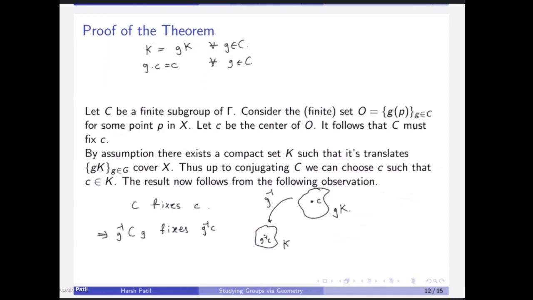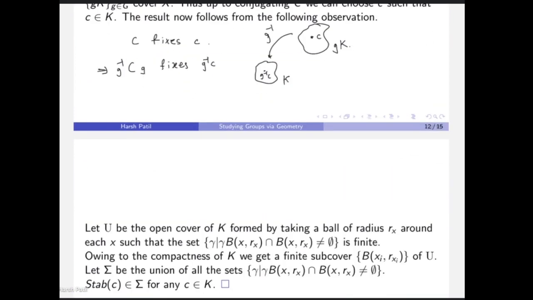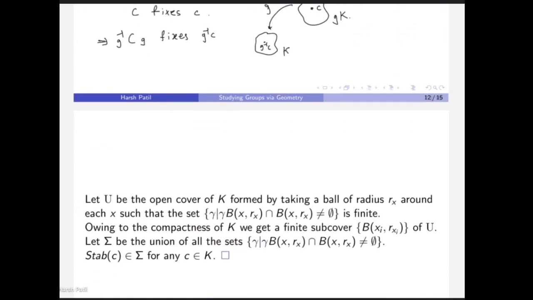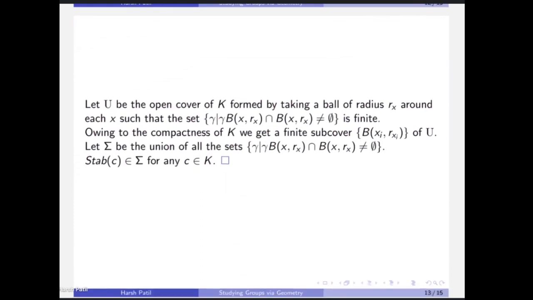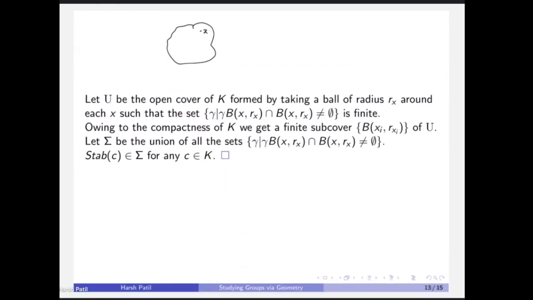Okay. So now we just need this final piece of observation to finish our proof. This is a compact set, and our group is something that fixes a point in this compact set, and we want to show that there can only be finitely many of these things. The way we are going to do that is we take our compact set and take any point x in this set, and we have assumed our group action to be proper.